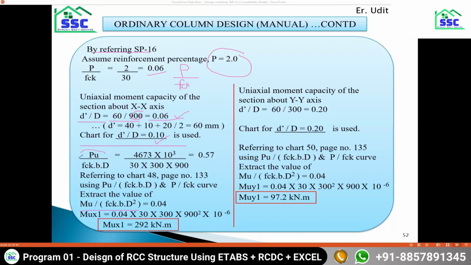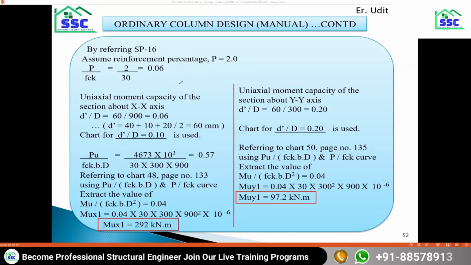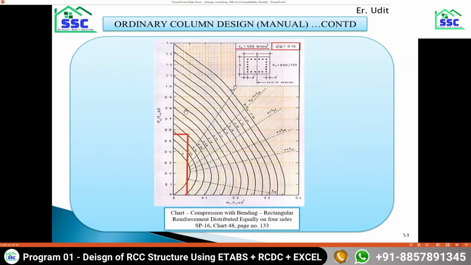And now our factor of PU by FCK BD comes out to be 0.57. So if you refer to this chart of D dash by D 0.10, you use this value of PU by FCK BD 0.57, you can find out the value of MU by FCK BD square, which is 0.04. So I will just show you, just for one value, how it works. The actual chart, chart 48. Yeah, see, this is the actual chart 48.